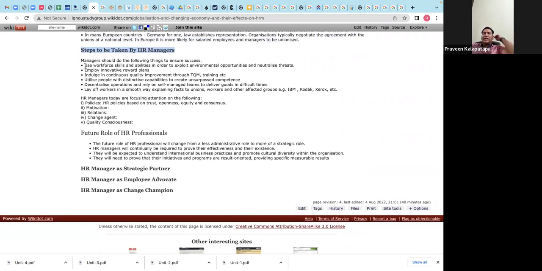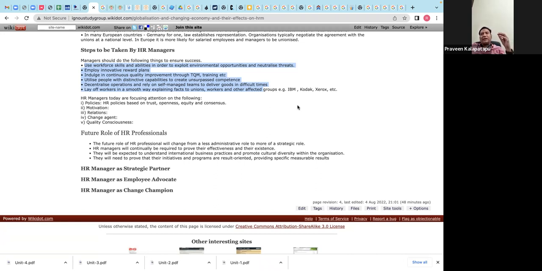They should use workforce skills and abilities. That means whatever skills they have, they should be able to better utilize them. So basically there are humans already there, and you should better utilize those particular people. So you need to have some employee reward plans. You should probably reward employees.